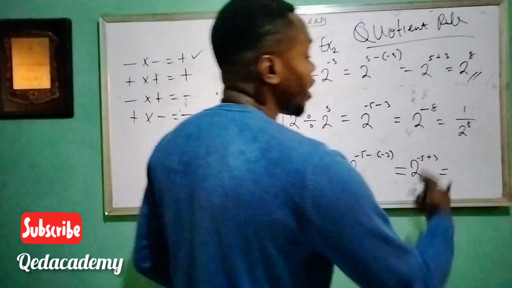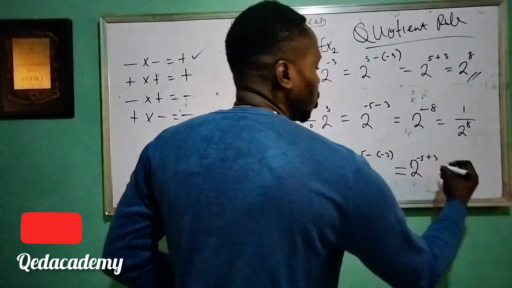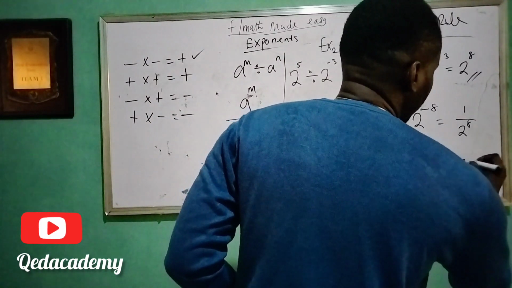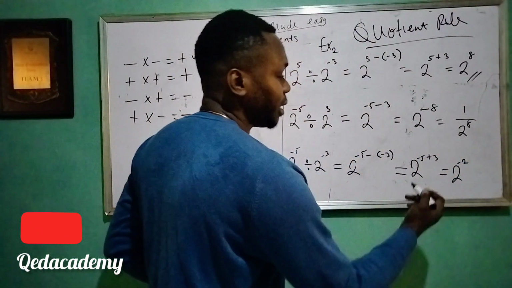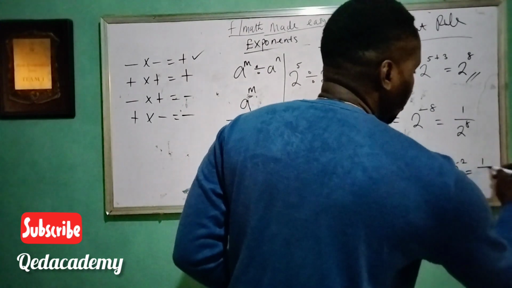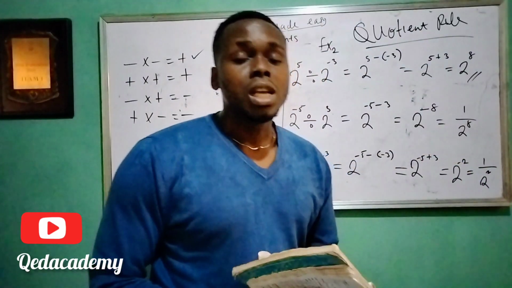So this becomes minus 5 plus 3, which is minus 2. So this becomes 2 raised to the power what? Minus 2. So once you have this, as I said earlier, this becomes 1 over 2 raised to the power what? 2. This can be further expressed as 2 in 2 places.